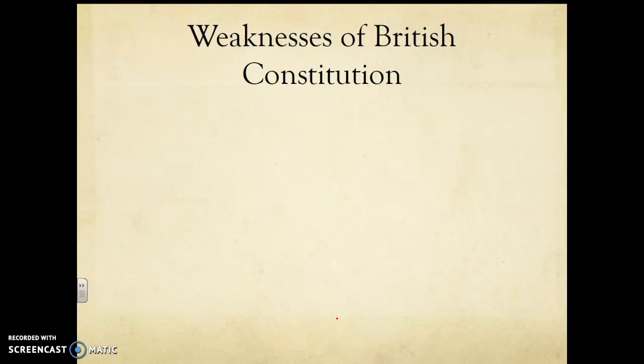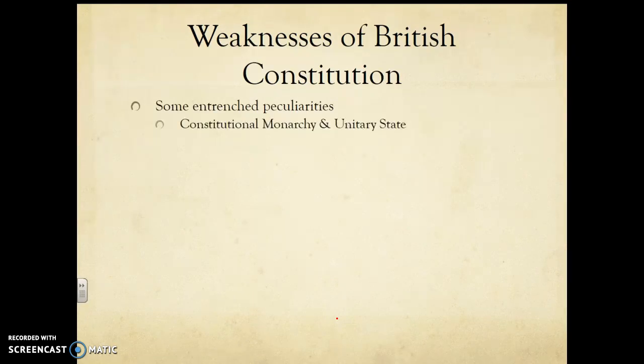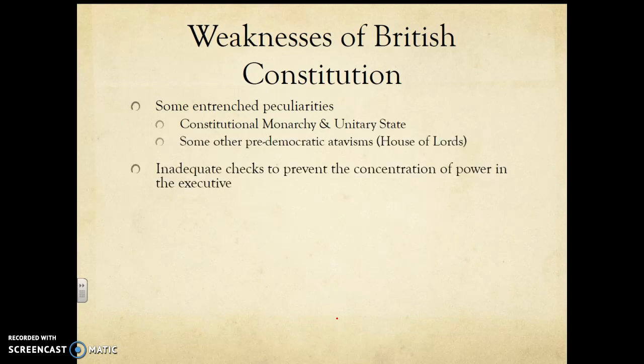The weaknesses of the British Constitution are related to that. In the first instance, yes, we have entrenched principles, but some of them are a bit peculiar. We have a constitutional monarchy and a unitary state. Now, I don't want to get dragged into discussions right now about devolution, but it's hard to see how we could have unwound a unitary state through the process of statute law. Yes, we could have reversed the 1603 and the 1707 Acts, but it would have been a real struggle to see how we would have actually unwound that constitutional principle. Essentially, it's an academic argument, but there we go. And we also have pre-democratic atavisms.